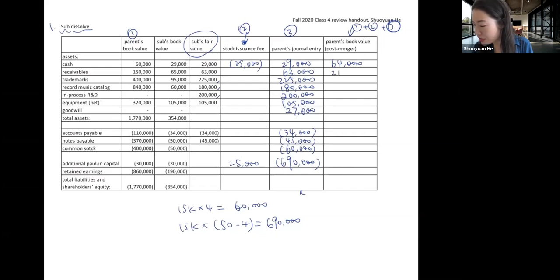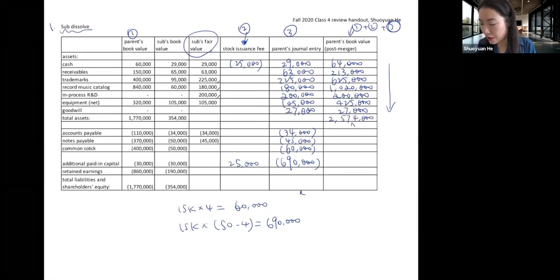Receivables adds up to 113,000. Trademark 625,000. Recorded music category, that's 1,020,000. In-process R&D 200,000. Equipment 425,000. Goodwill is 27,000. And then if you add them all up, you will get total assets of 2,574,000.